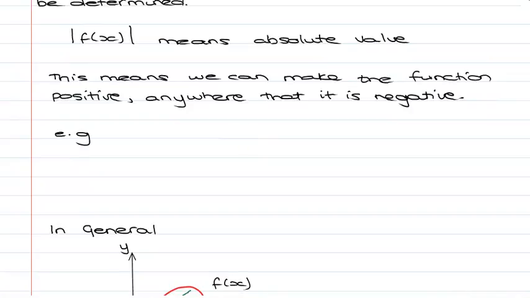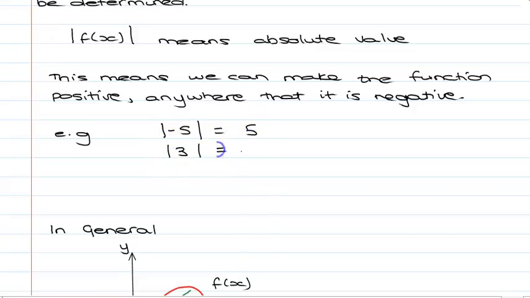Let's just check we can use the absolute value function. The absolute value of -5 is 5. The absolute value of 3 is 3.